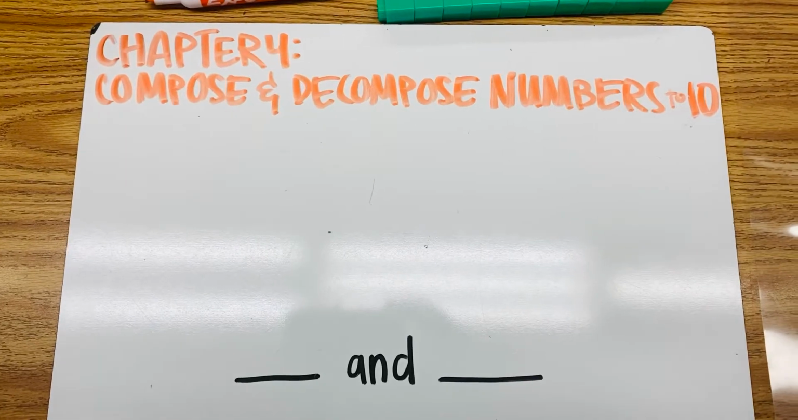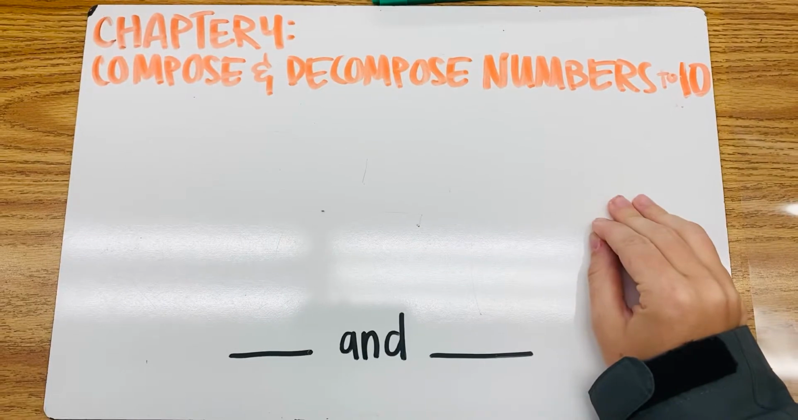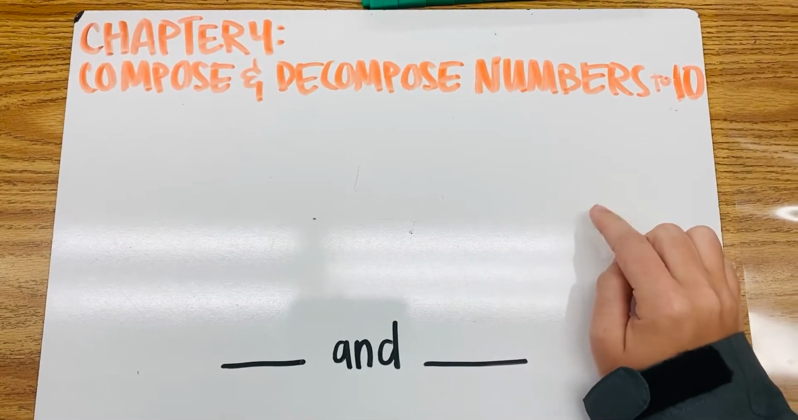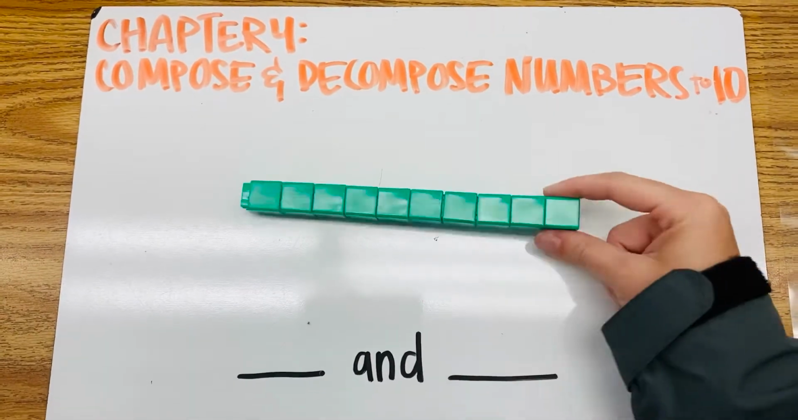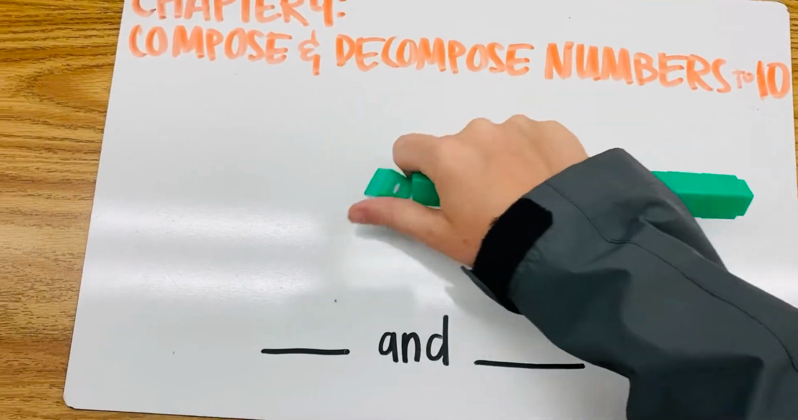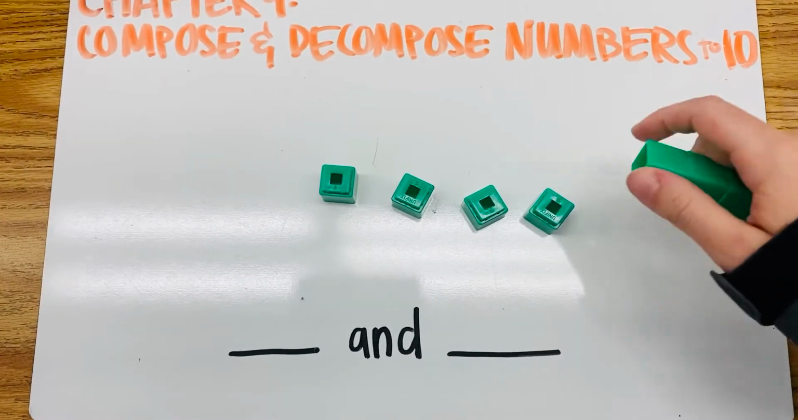Okay guys, I'm gonna do a quick chapter 4 math review. So chapter 4 in math was all about composing and decomposing numbers to 10. We are going to use these counting cubes to help us with composing and decomposing all of our numbers up to 10.